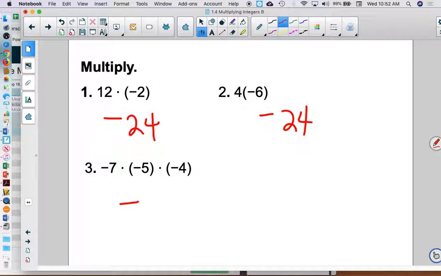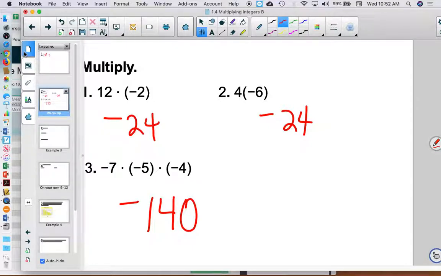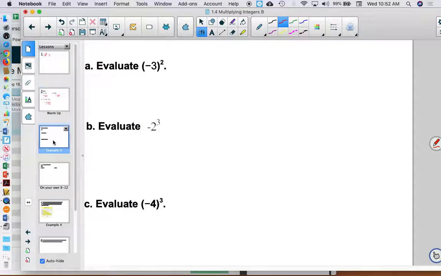Showdown. Some of you need to check your math. The correct answer is -140. If you got something other than that, you need to double check your multiplication. Okay? When you look at number 3, if you wanted to do it in your head, if you group -5 and -4, you got 20, right? And 20 times -7 would give you -140. Okay? You know what you did wrong then, don't you?